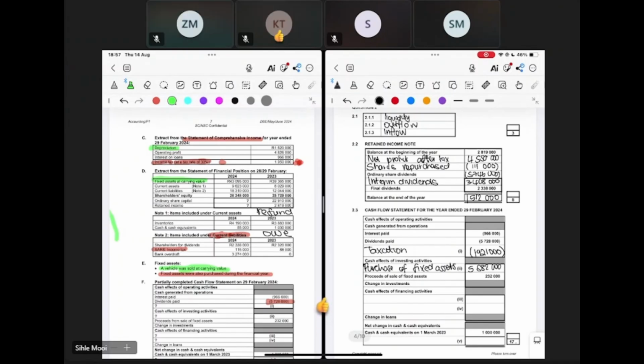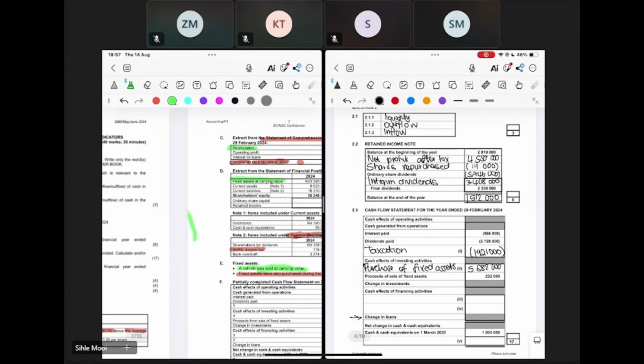Okay. Then let's continue. The next part they want us to calculate is the cash effects of our financing activities. So financing activities is how you fund your business. We are looking at your ordinary share capital, and we're also looking at loans, your non-current liabilities. So there, they've already recorded the change in loans. So this means we'll be looking at the share capital.